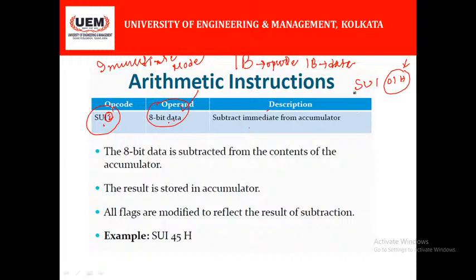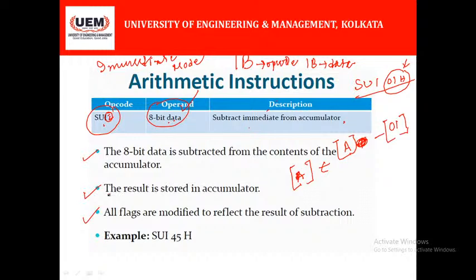So we need to first of all write the opcode of SUI, and then we need to specify what is the data. So subtract immediate from accumulator without considering the borrow. So what is the equation? SUI 01, what will be the equation? The value of the accumulator and the value that is supplied directly are subtracted, and the result, or difference, will be stored in the accumulator register.